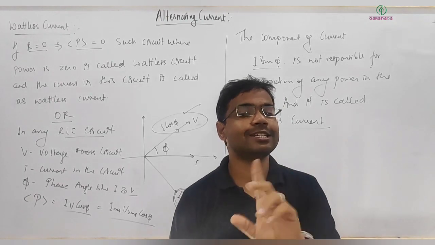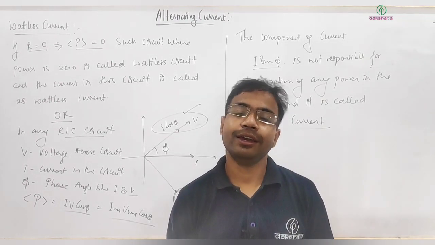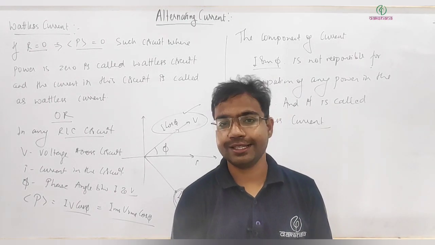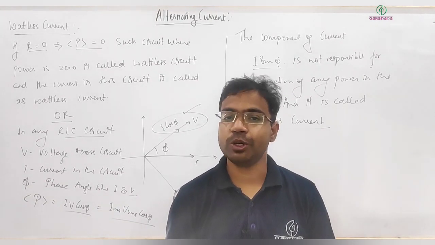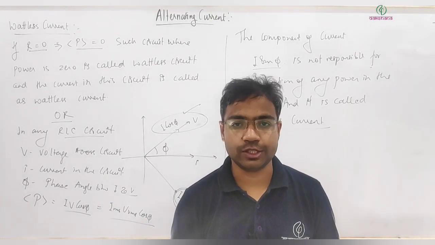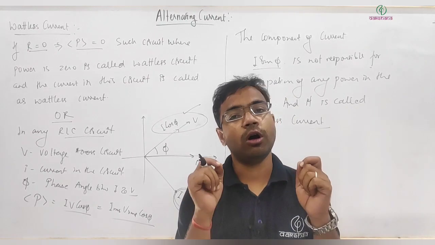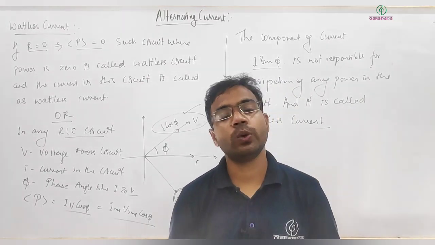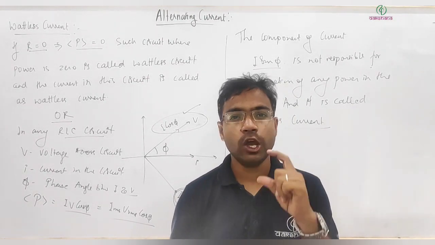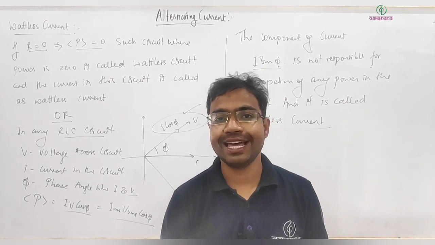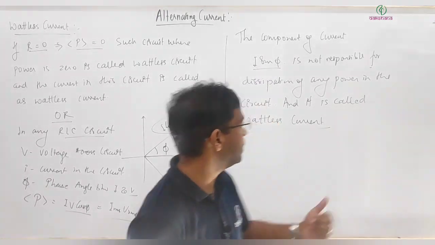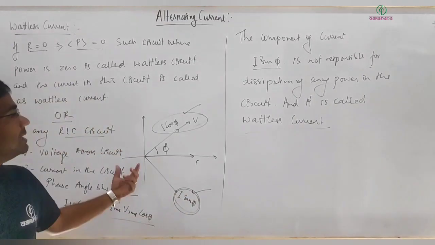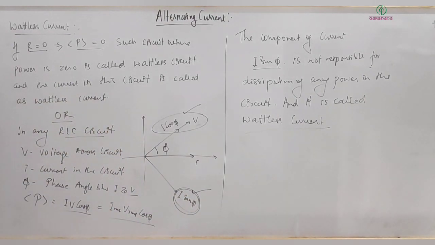Remember that in that case it will not be I sin phi. Exactly, if you calculate I sin phi, then also you will get exactly the same thing, because in that case your phi will be 90 degrees, so it will not affect at all. Or you can simply say, if there is no resistance in the circuit, then whatever current is coming in the circuit will be your wattless current. So I hope you understand this small concept called wattless current.